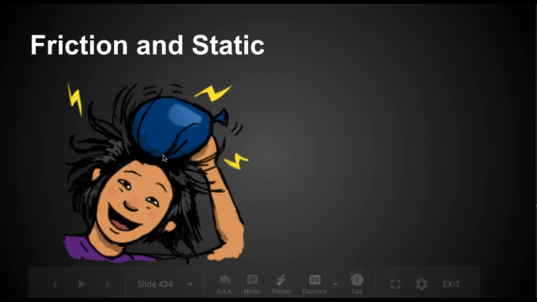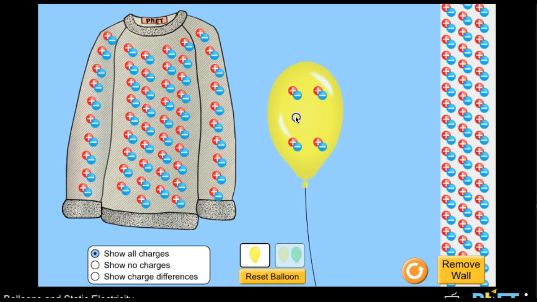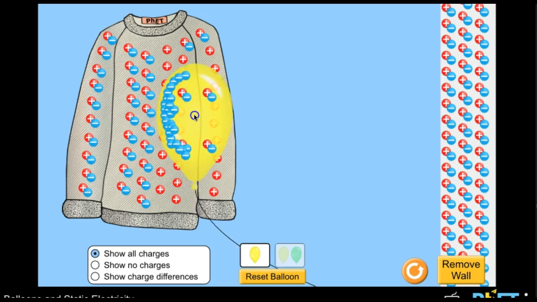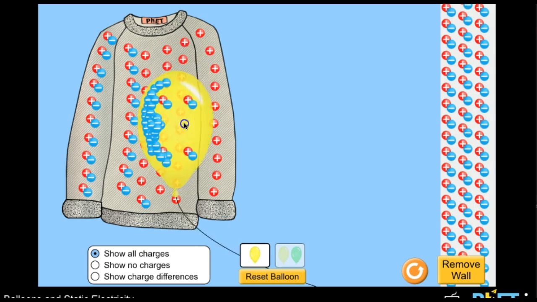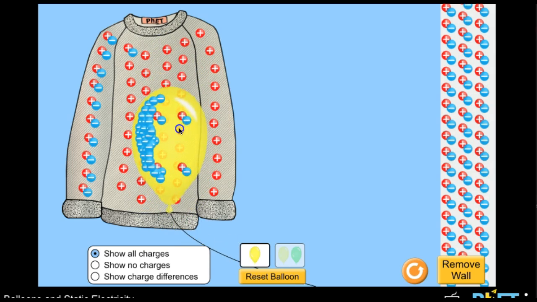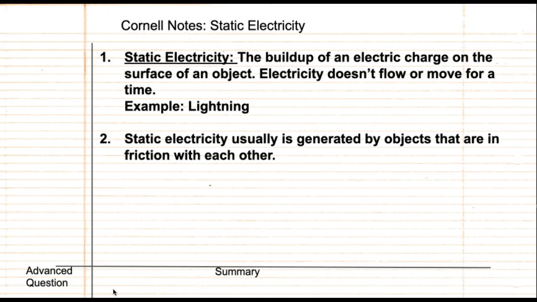In this picture, a person's rubbing a balloon on their head, and that friction causes a static buildup on the outside of the balloon. Here's a digital animation to see how that happens. If you take the balloon and rub it on a sweater, some of the electrons are ripped from the atoms of the sweater, and the balloon, which is a rubber insulator, builds up that charge on the outside. This is happening at the atomic level. Now the questions for number 2.